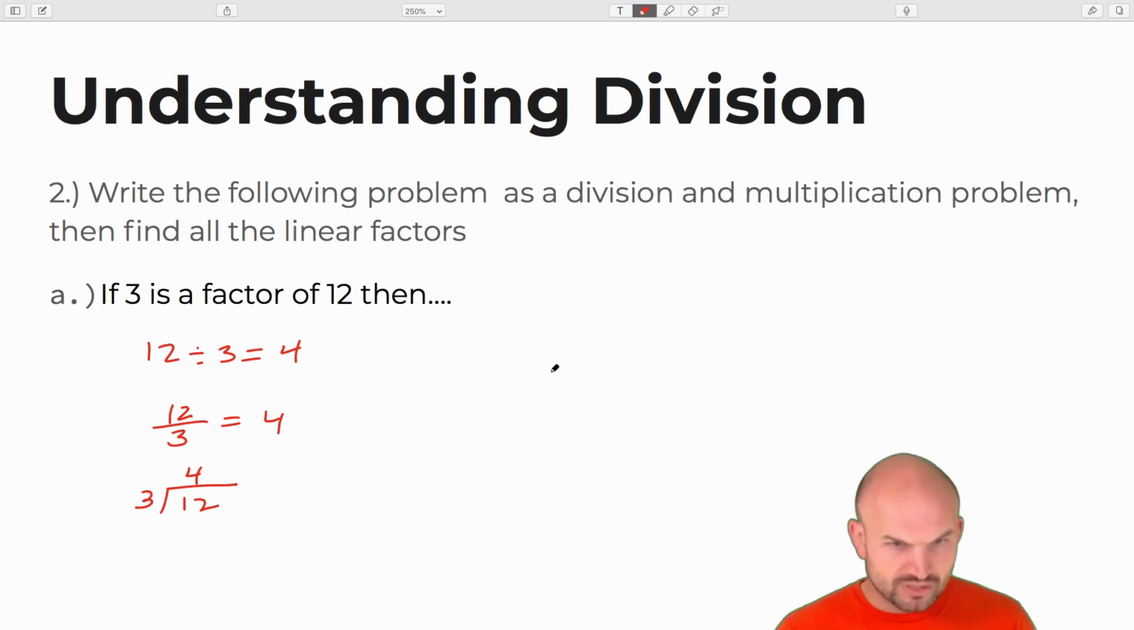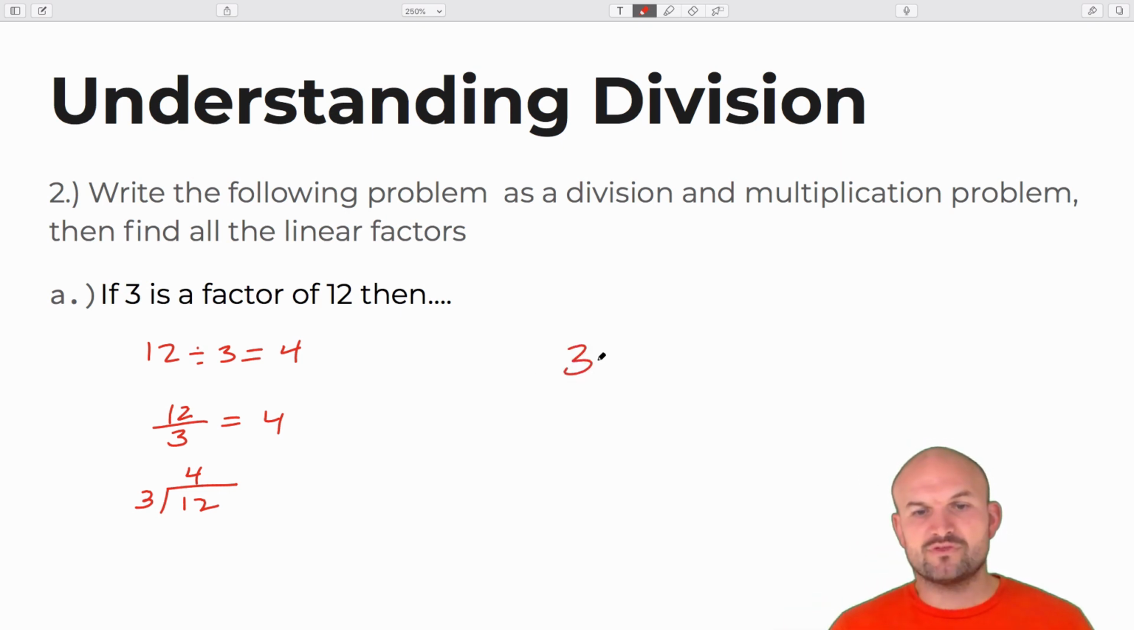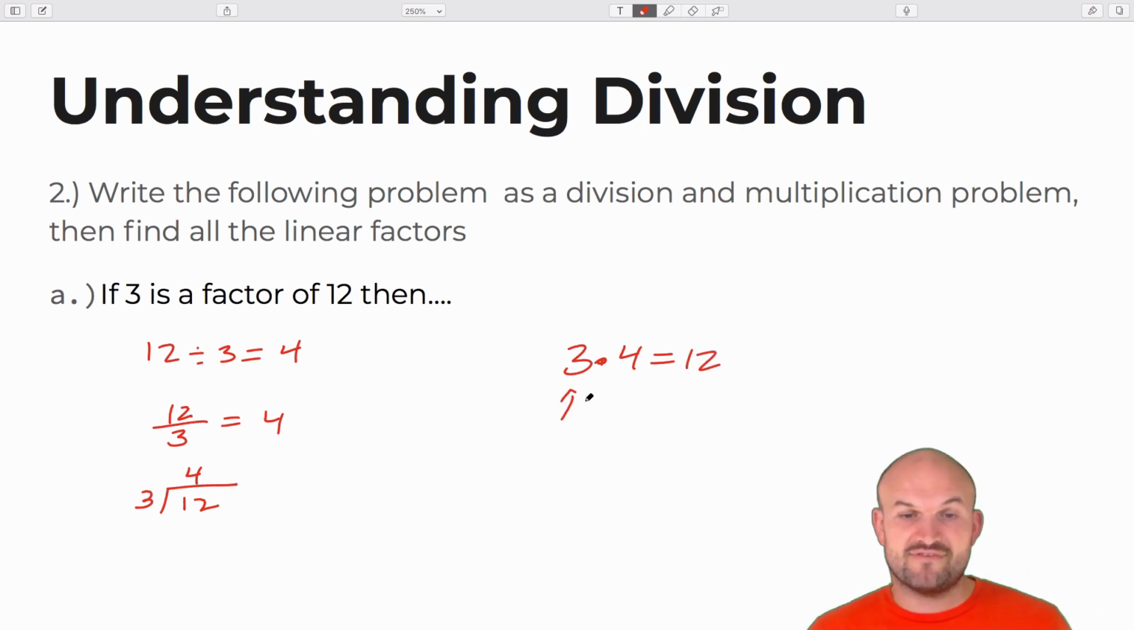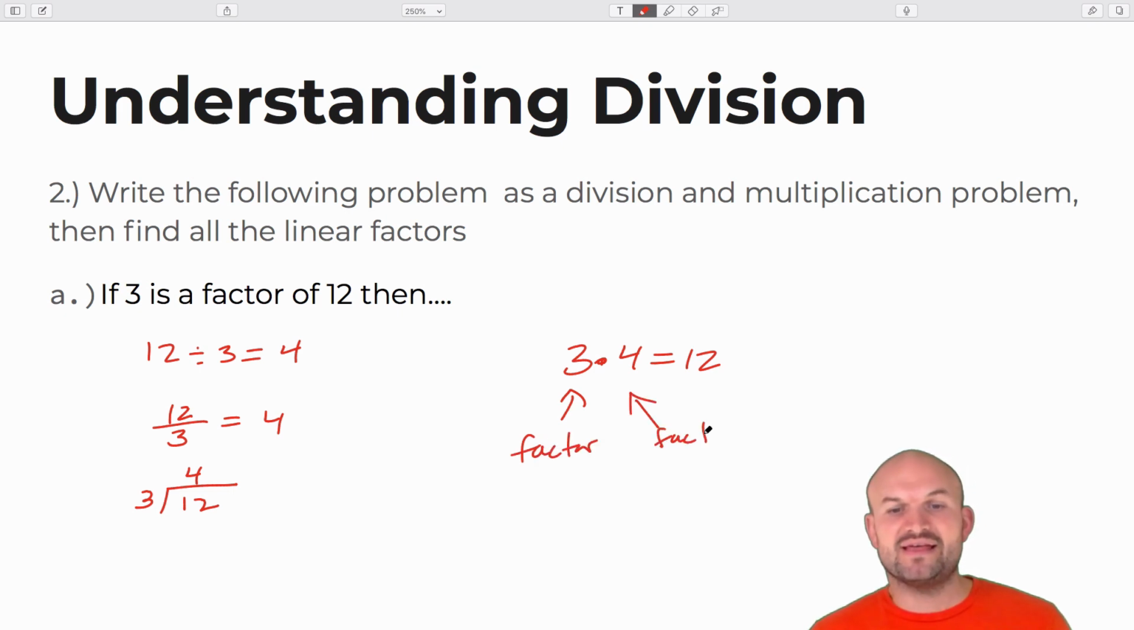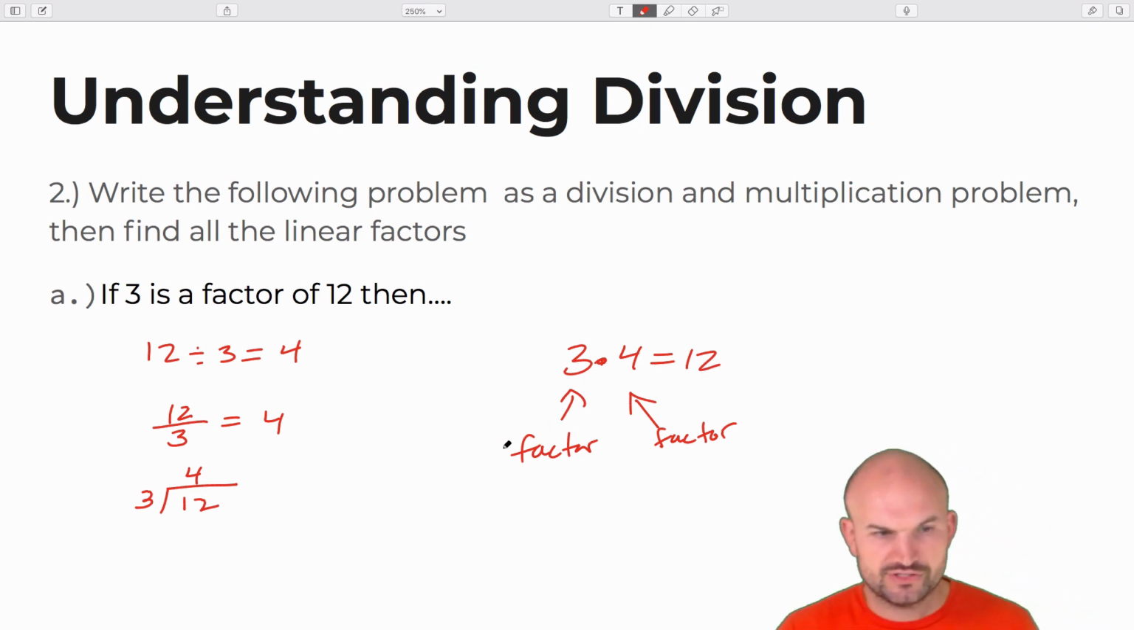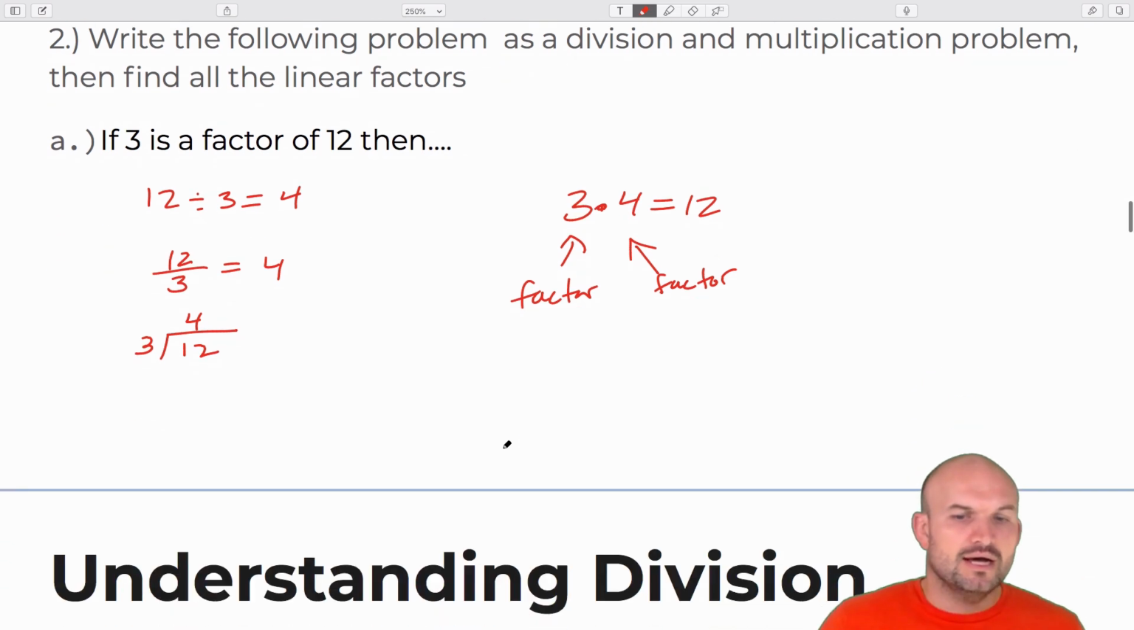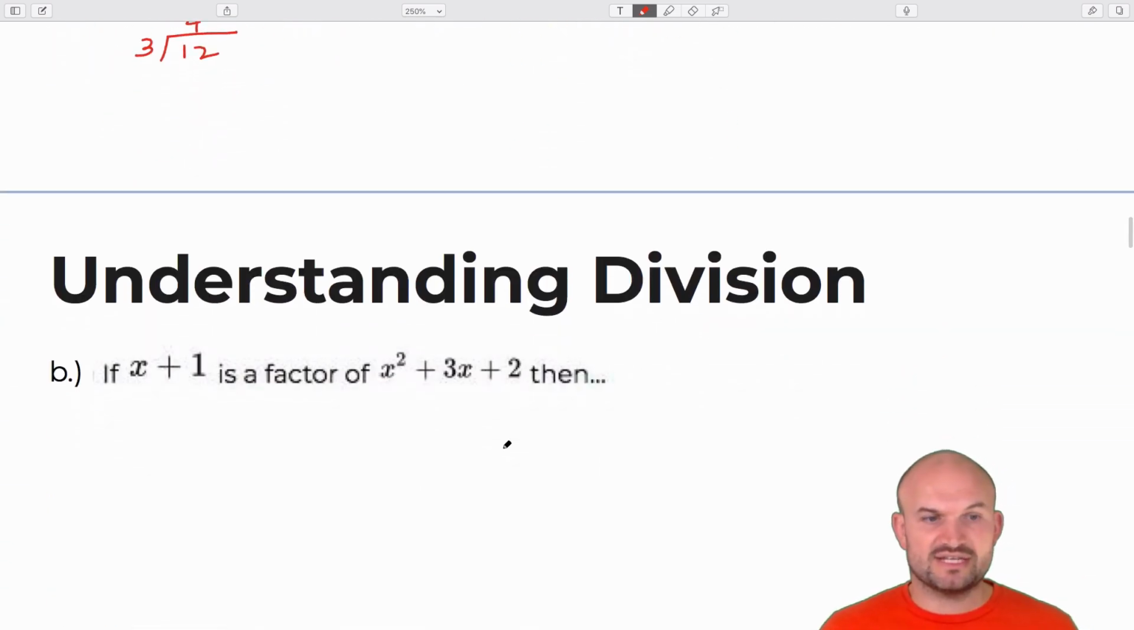And another way, really the main important thing to understand, was that 3 times 4 is equal to 12. So if 3 is a factor, that also means that 4 is a factor, right? And that is something very, very important. If 3 divides into 12 4 times, that means 4 is also a factor. That means 3 times 4 is equal to 12. Very important for us to understand. Because really that's all we're doing in the rest of this lesson, we're just expanding on that.